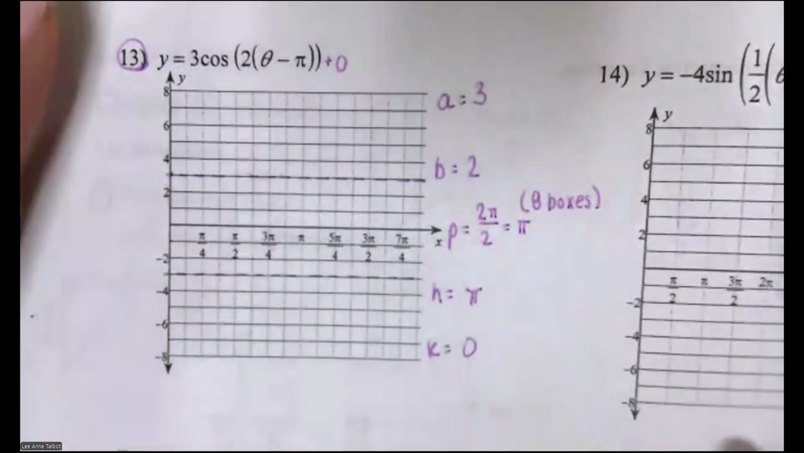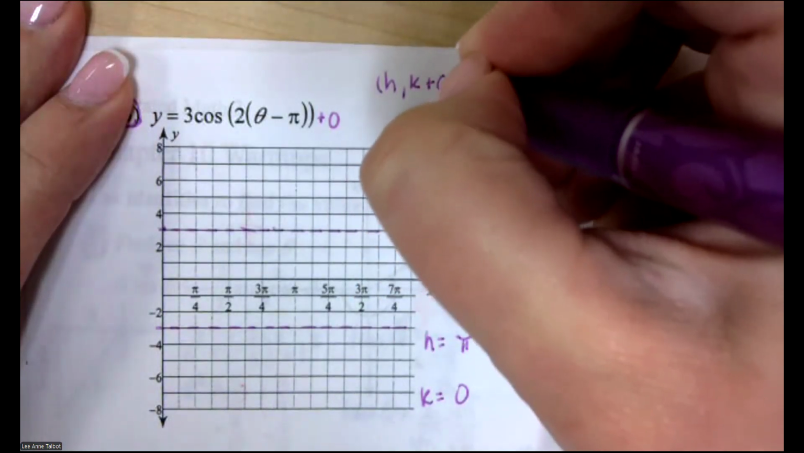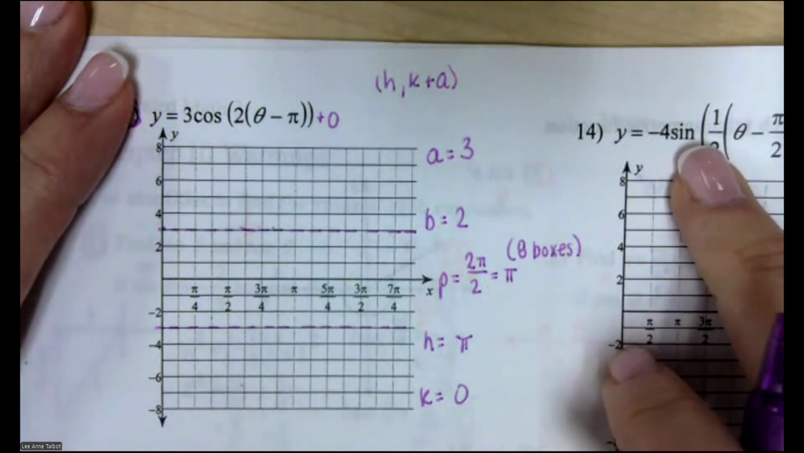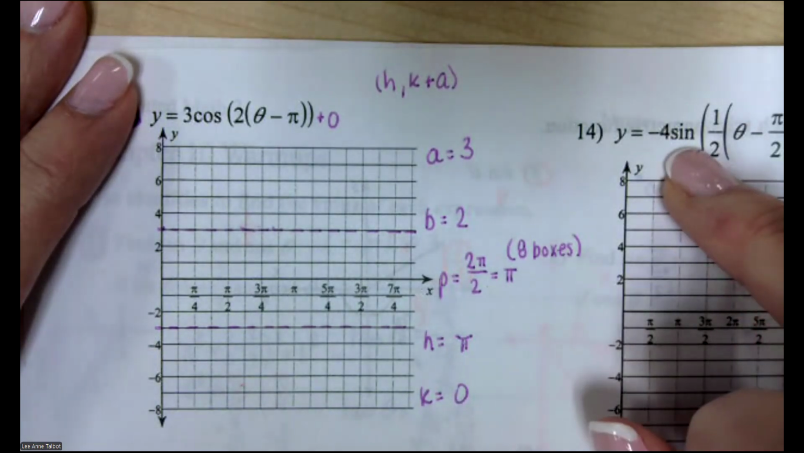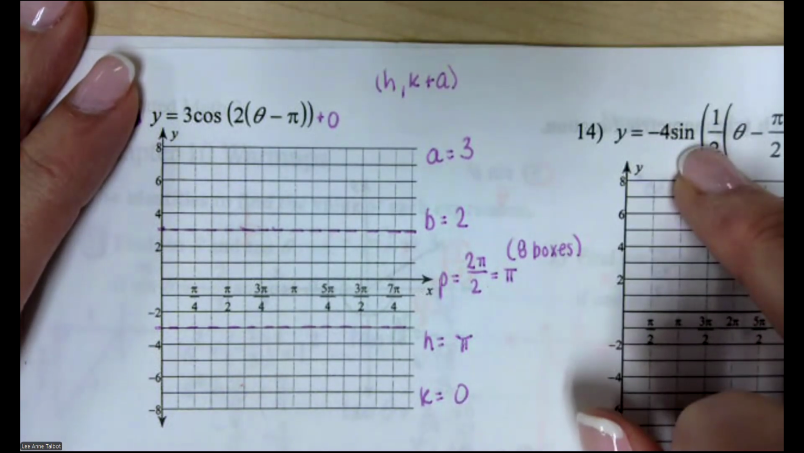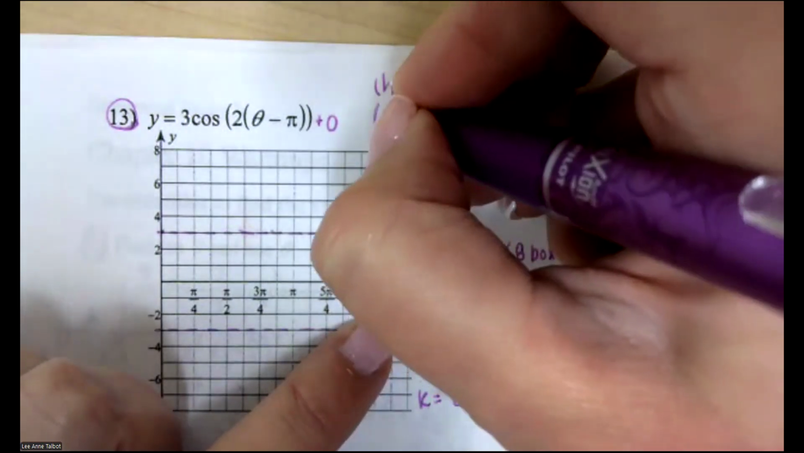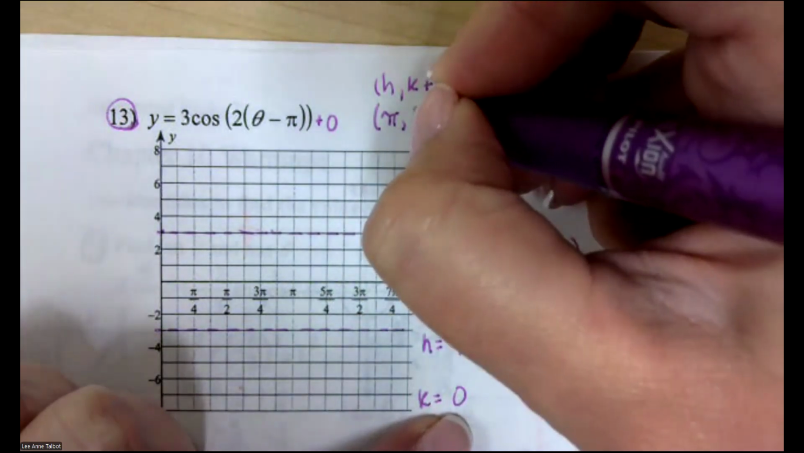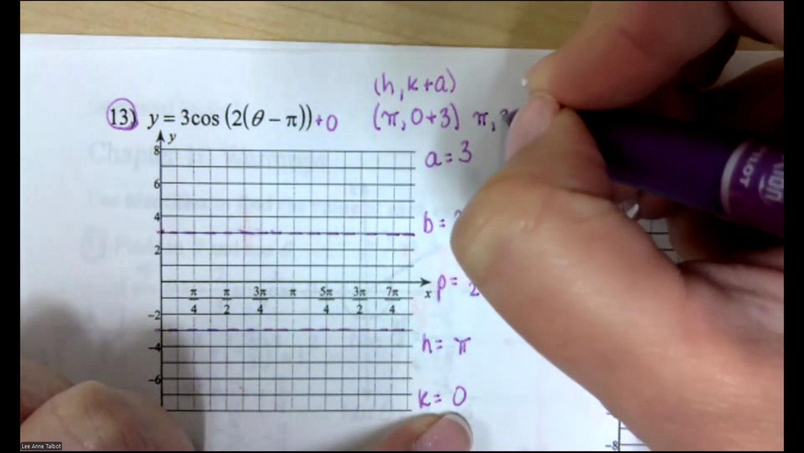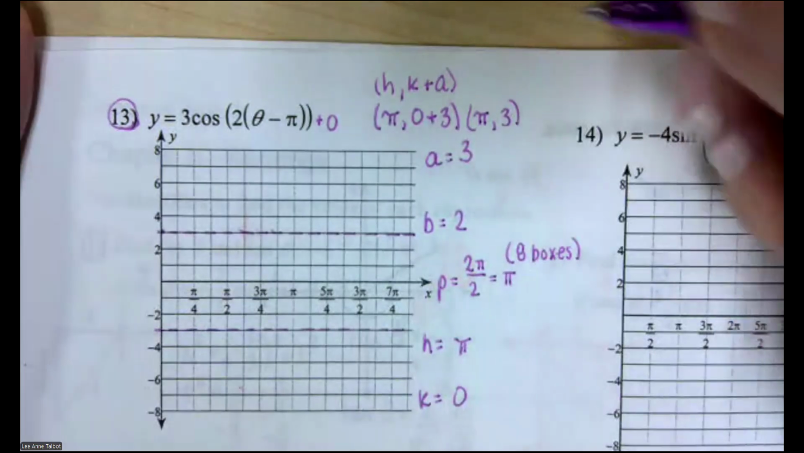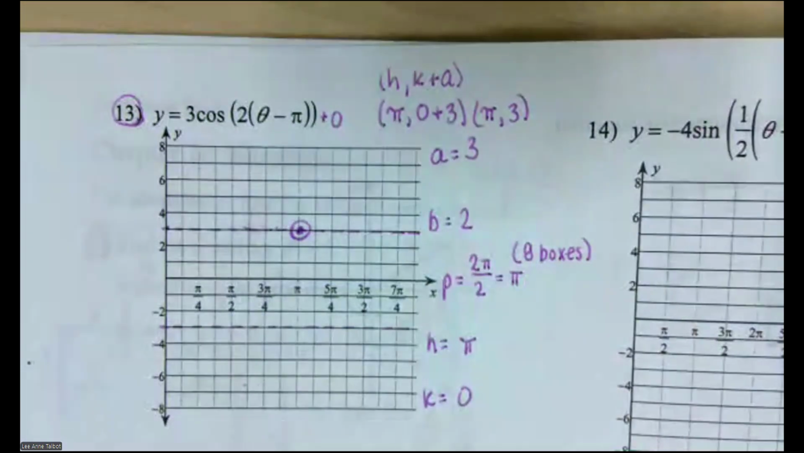Okay, now what's the locator point for cosine? Yep. Okay, but wait, what would the locator point be for this one? Just in case this is the one you got on your quiz. HK, right? That's one of the things I asked you to memorize. HK, H comma K plus A. Okay. H is pi, K is 0, A is 3. So pi, 3, and circle.